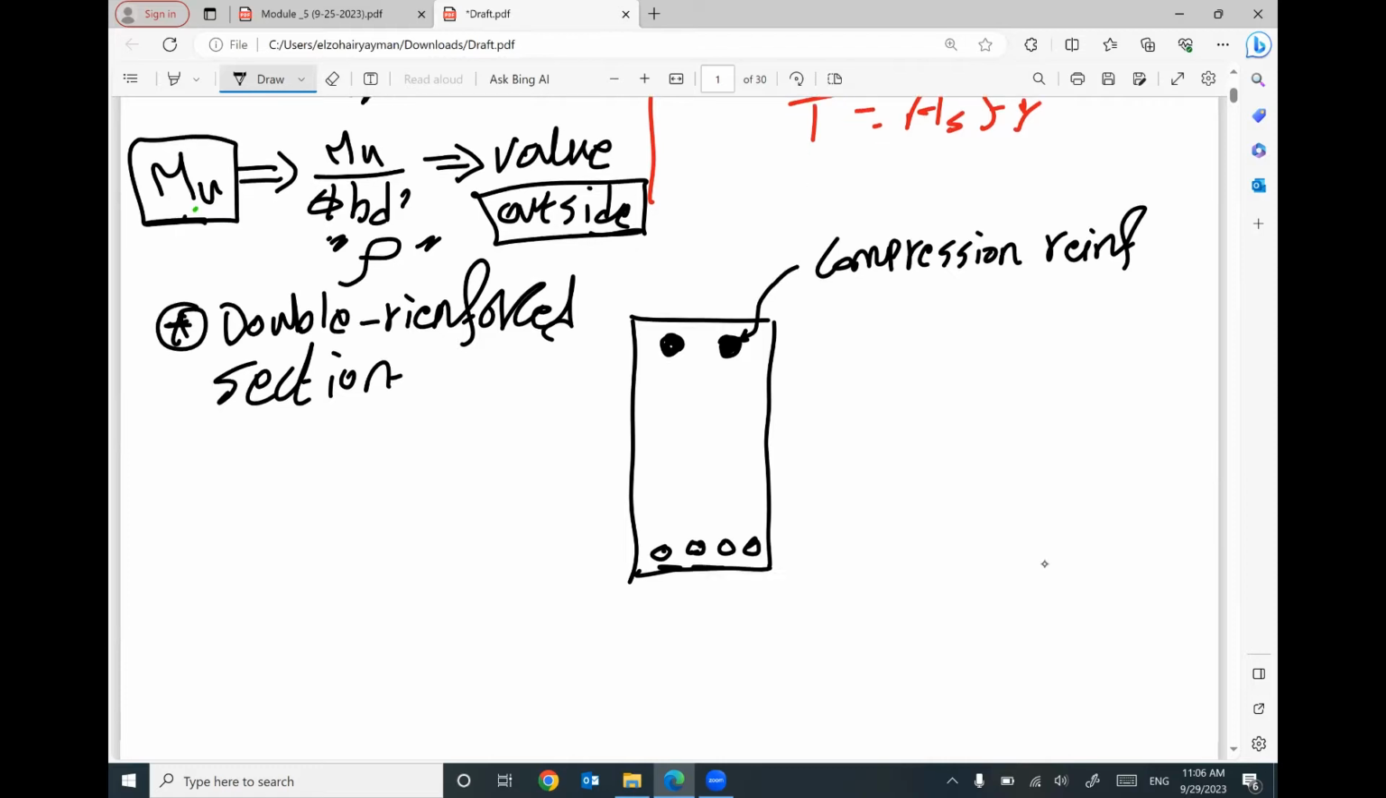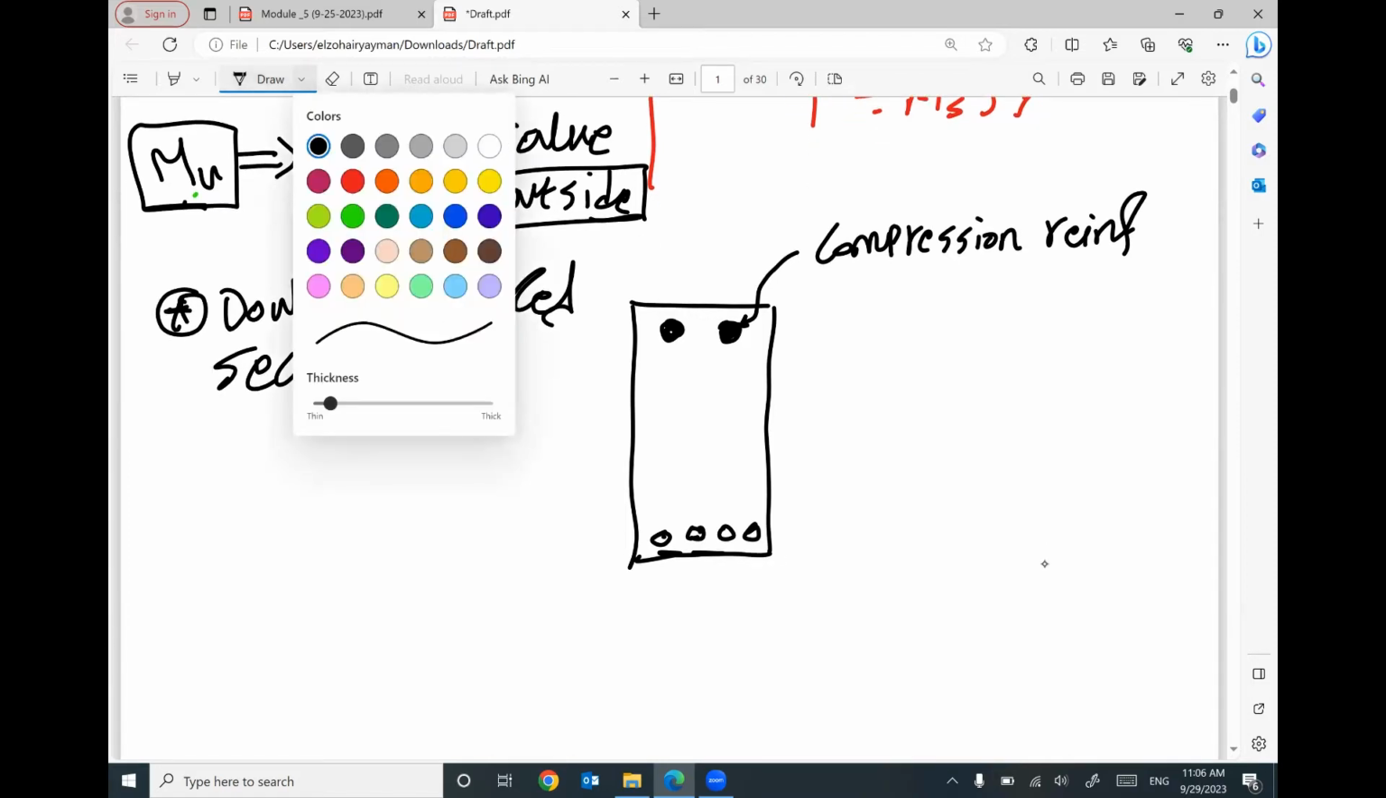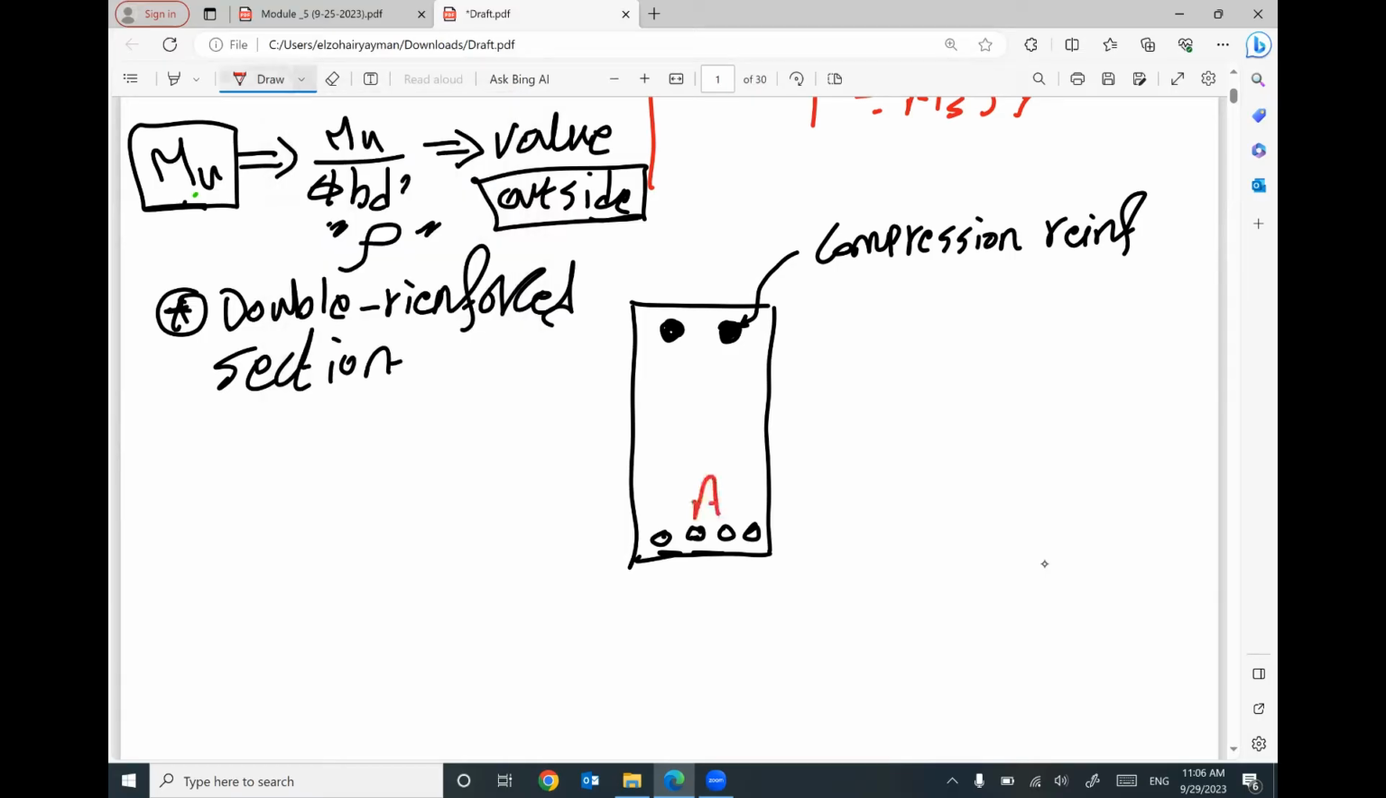So just to give you some hints before starting, I would like to highlight. This area still is called As. This area will be called As prime. So As is the area of steel reinforcement in tension. As prime is the area of steel reinforcement under compression.